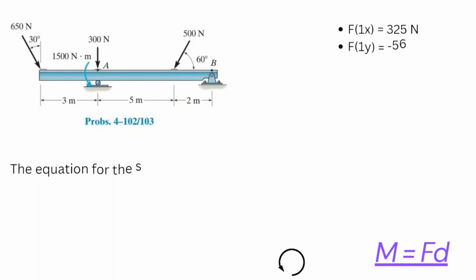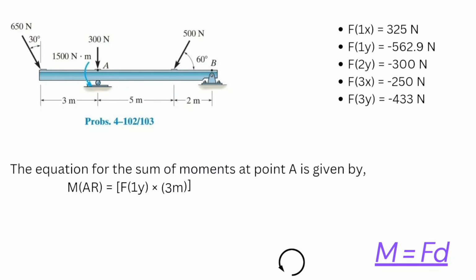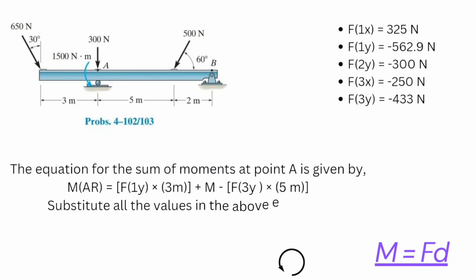And moment. What is moment? A simple way to define moment is force times perpendicular distance, and if the direction of the moment is anti-clockwise, it's positive, and if it is clockwise, it's negative.